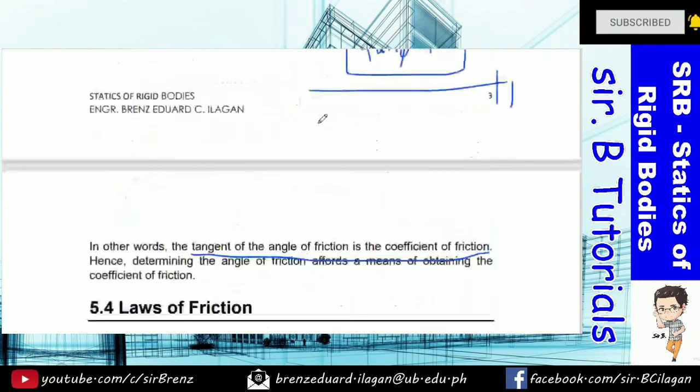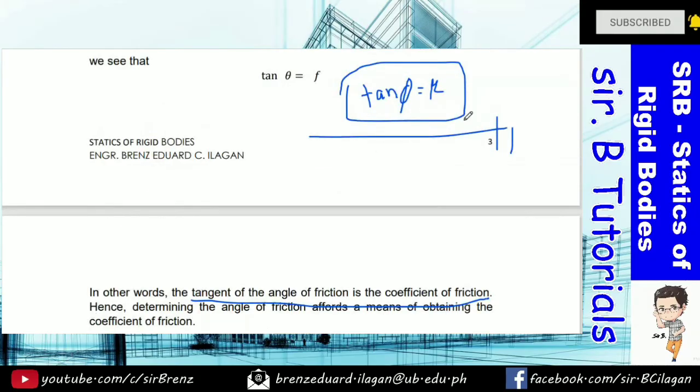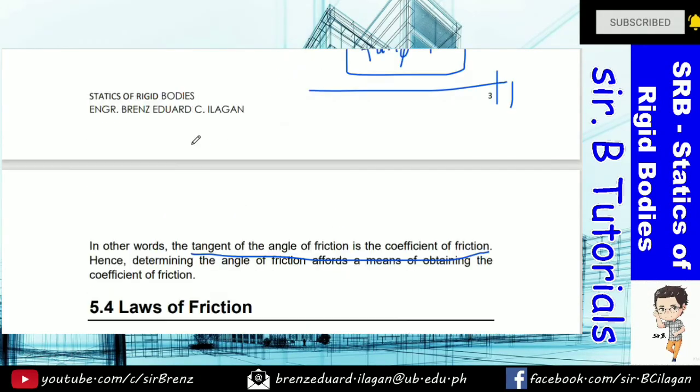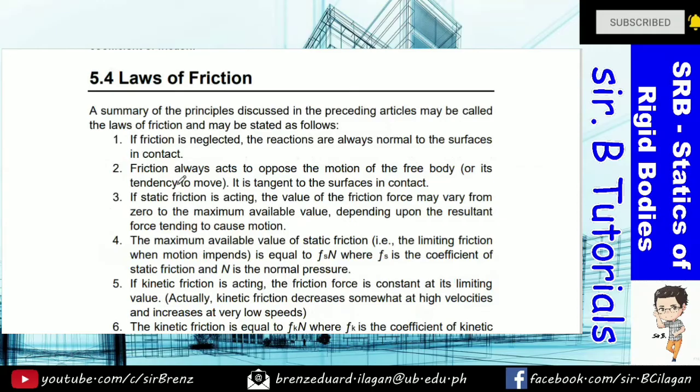And then the following equations that we taught earlier: this one, then the friction equation, and then the resultant. Okay? That is all that was added there, actually. Other than that, the approach here is just the equilibrium of force system. So these are what we need to remember for the laws of friction. The summary of the principles discussed in the preceding articles may be called the laws of friction and may be stated as follows. So let's read.